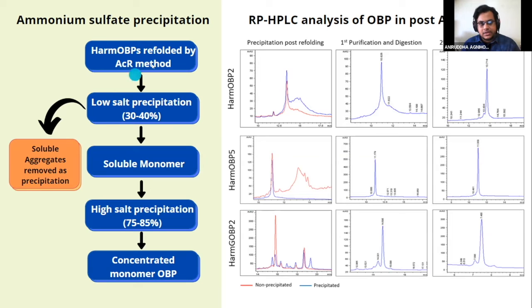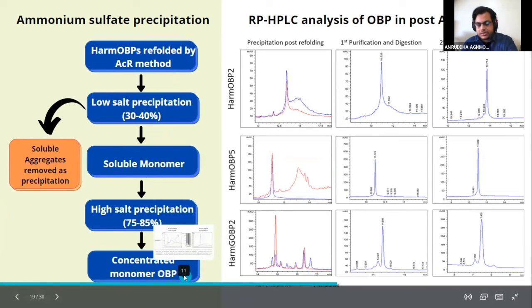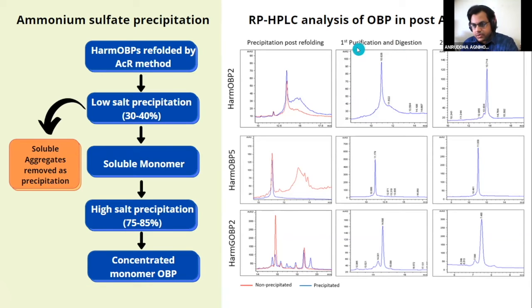So what I did is that the OBPs refolded by my method were precipitated first at a lower percentage of ammonium sulfate, which resulted in precipitation of only aggregates and misfolded proteins. Then the soluble monomer, the good protein, was precipitated again with a higher percentage of ammonium sulfate, which resulted in concentration of this protein. And this was all tracked on HPLC. Digestion means that you remove the his tag, the fusion partner, which has to be removed when the purification is done.